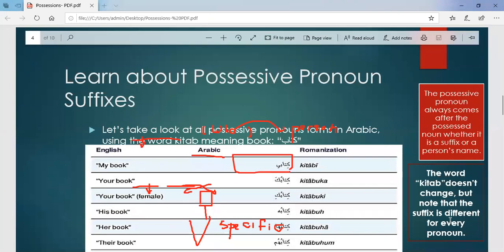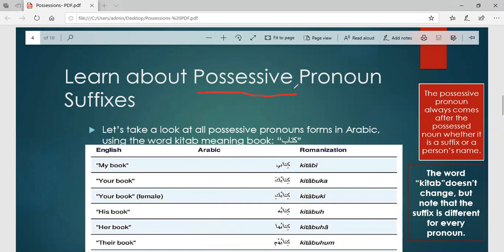So as usual, in the first slide, we've learned how to ask who this thing belongs to. Now we are going to learn about possessive pronoun suffixes. Okay, as we said, we are going to learn about possessive pronouns. These possessive pronouns are used as suffixes, okay? We are going to learn how we use them in Arabic language.